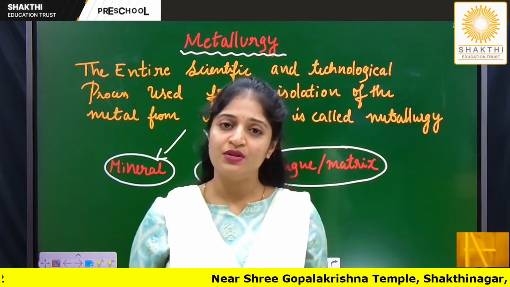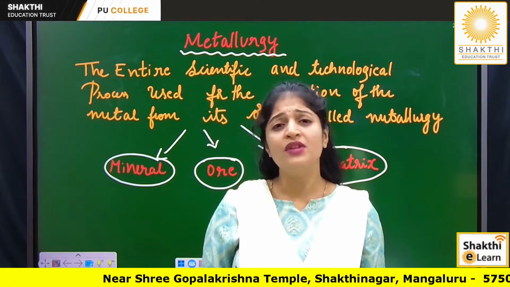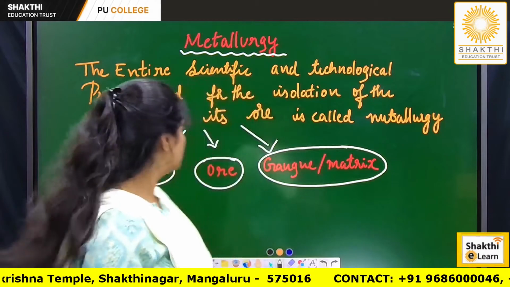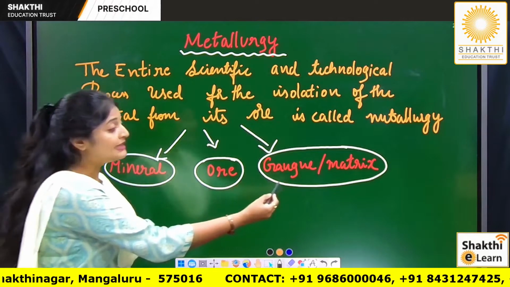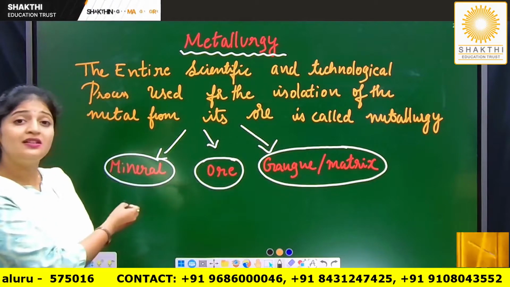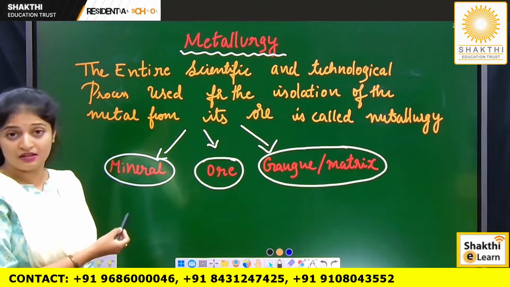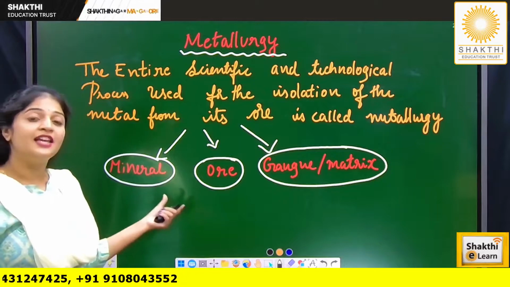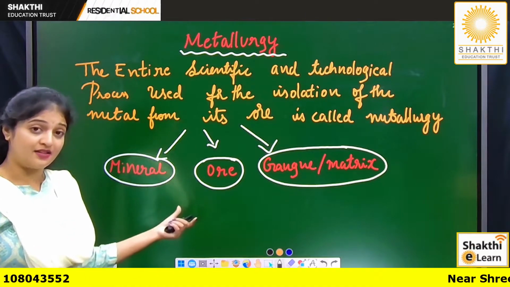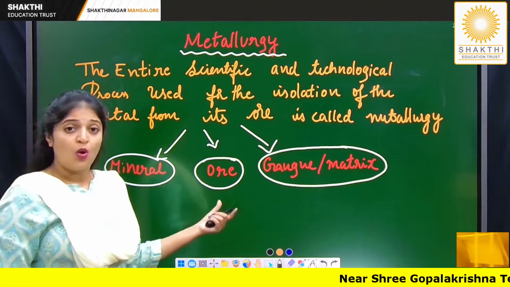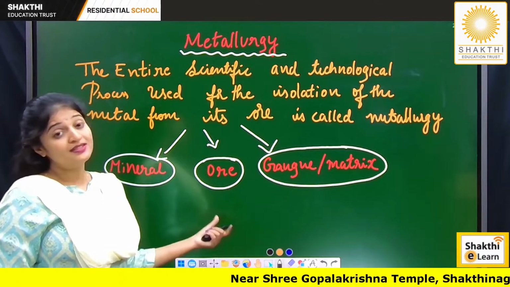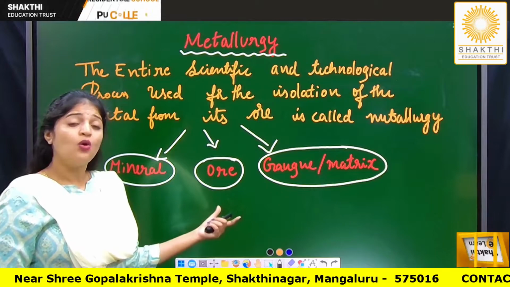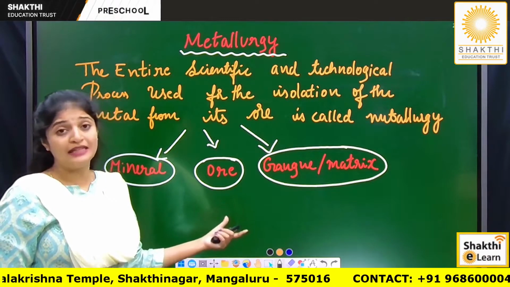Now we have understood what is metallurgy. Then, what are some of the important terminologies we need to know? As I mentioned earlier, we need to know what is mineral, what is ore, and what is gangue or matrix. You know that minerals are the chemical substances which are available in the earth's crust. The main source of metals are minerals and the ore. Minerals are the chemical substances from which the metals are extracted. Then what about ore? Ores are the minerals from which the metals are extracted conveniently and economically, because ores possess metals which are of high economic importance.